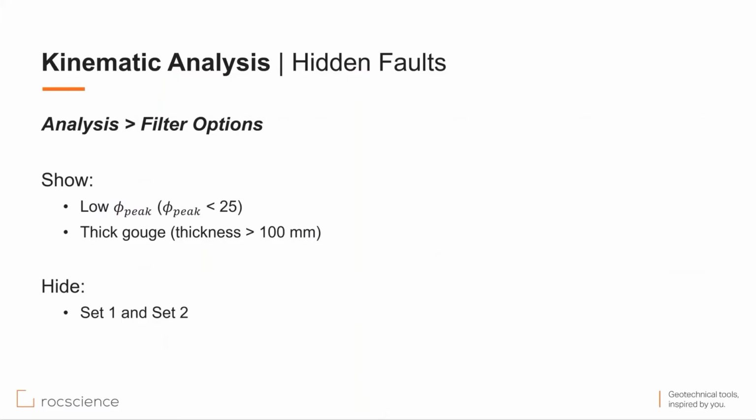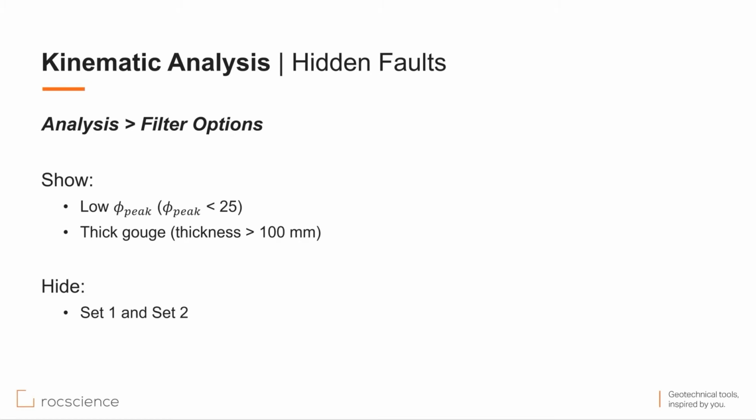In the aforementioned paper, there was an advanced weighting formulation applied to each pole based on several criteria, and then replotted with reweighted quantities to amplify the post-failure critical poles. We will be applying a similar concept, but we will cheat a bit by using filter options in DIPS instead. In essence, what we want to achieve is to give more importance to low peak friction angle and thick gouge poles by only showing poles with phi-peak less than 25 degrees and thickness more than 100 millimeters.